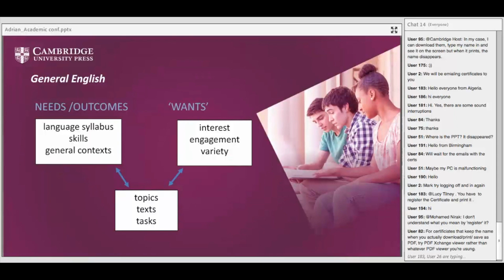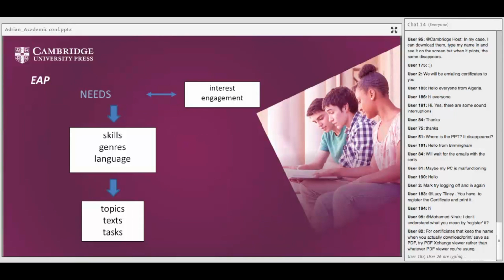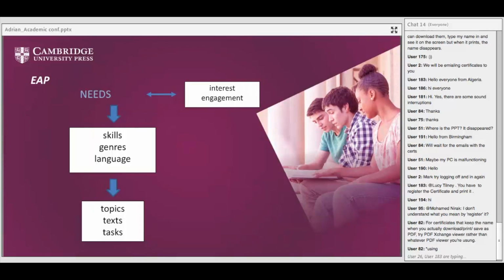If we think about EAP, I think the picture is generally rather different. It's a much more linear picture, I think, where the needs are much more pressing, they're much clearer, and they tend to determine the skills that we choose to develop, the genres we introduce students to, the language, and also, to a large extent, the topics and the texts and the tasks. So, not at all that interest and engagement aren't important, but I think they're often subsidiary to what we think is relevant to what students will need to do.